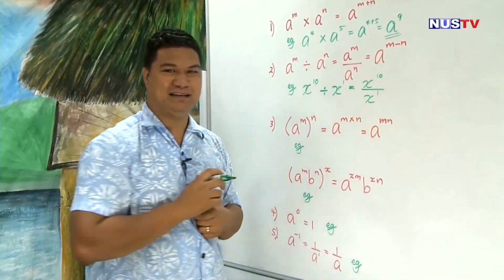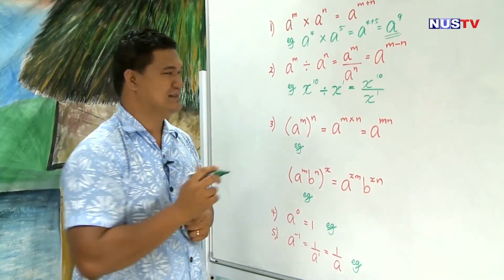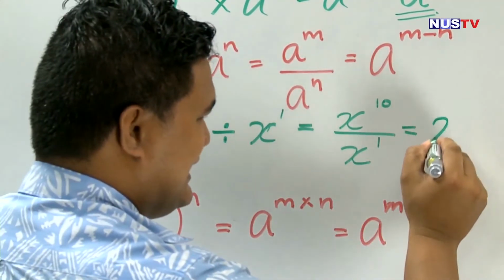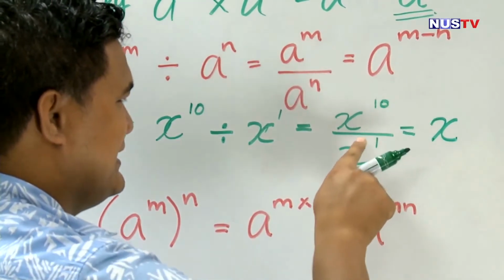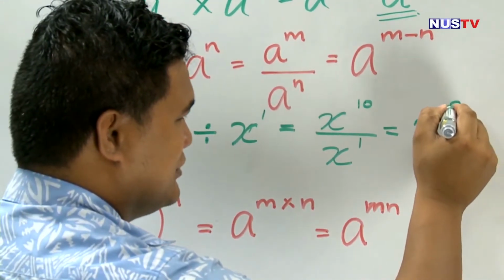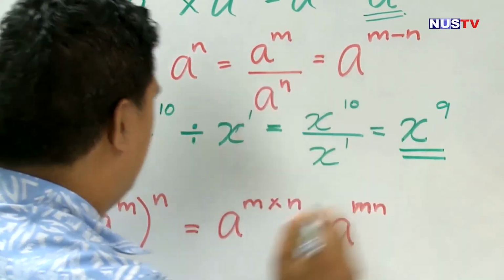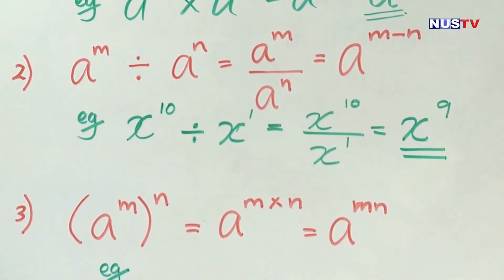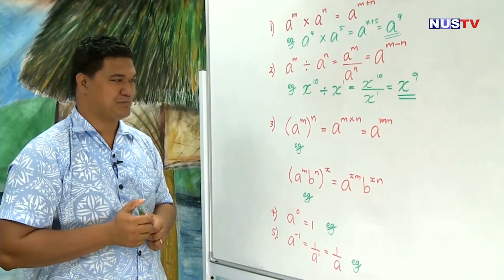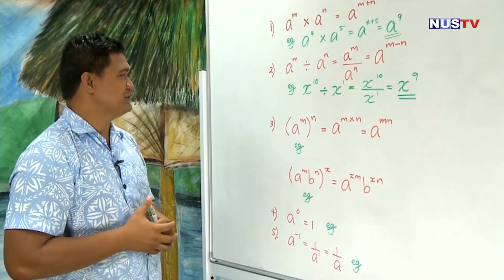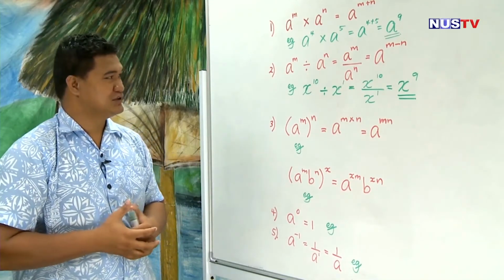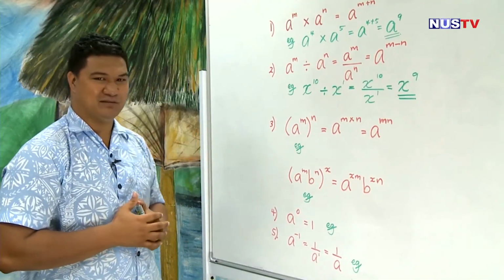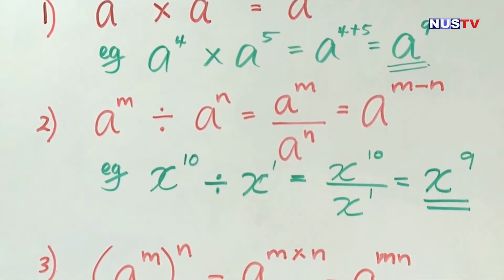Because we are dividing two terms with the same base, all we have to do is subtract the powers. So this is x to the power of 10 minus 1. The answer will be 9. So the answer for x to the power of 10 divided by x to the power of 1 is equal to x to the power of 9. And that is how we do our rule number 2. So our first one talks about multiplying terms. The second talks about division of two terms.